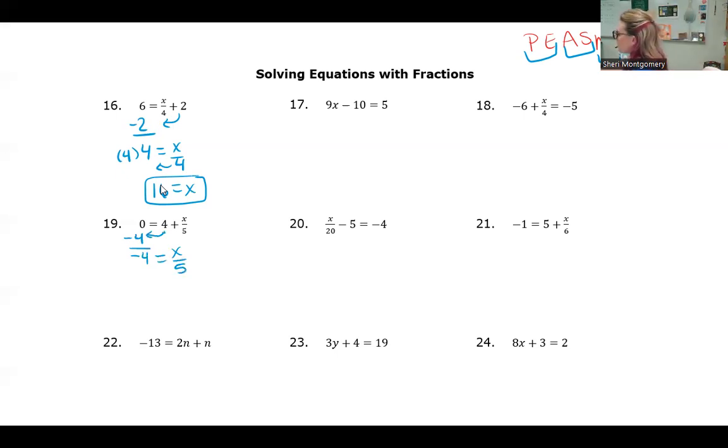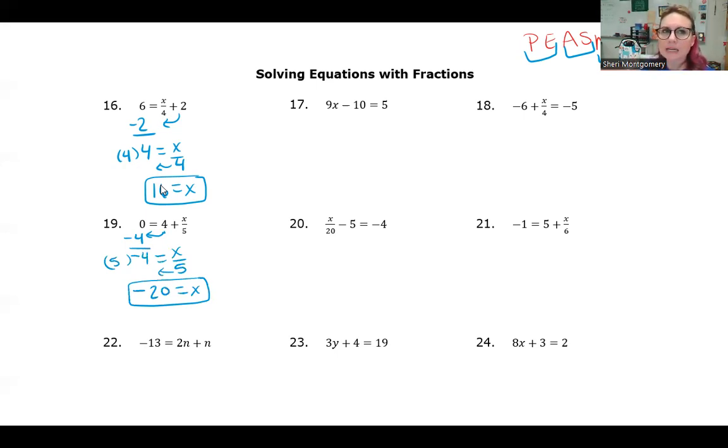Again, we have a fraction in the problem, but fraction in the problem is not a big deal. All it means is I'm going to have to multiply to undo it. So if I take the 5 over and I multiply by 5, 5 times -4 is going to be a negative. 5 times 4 is -20. We can keep going straight down.